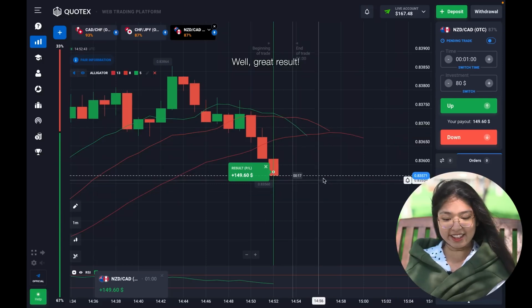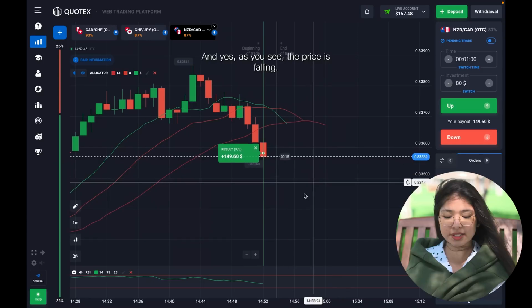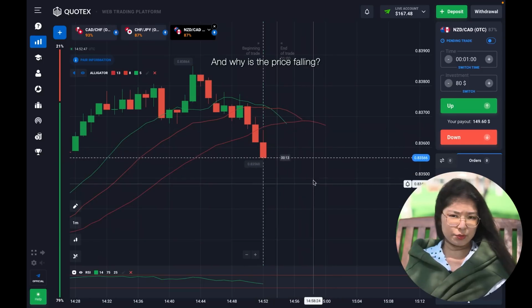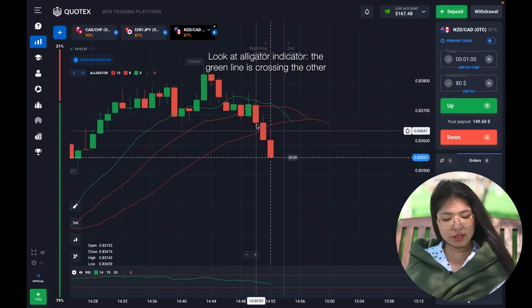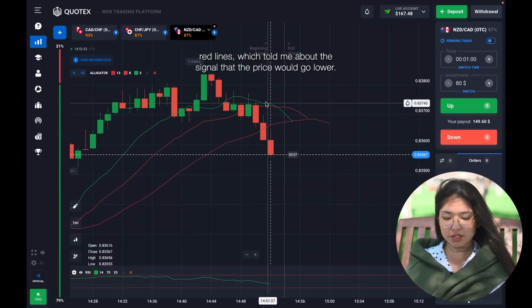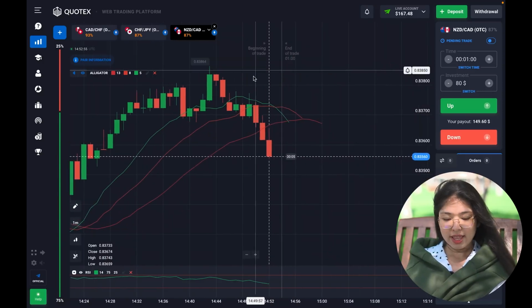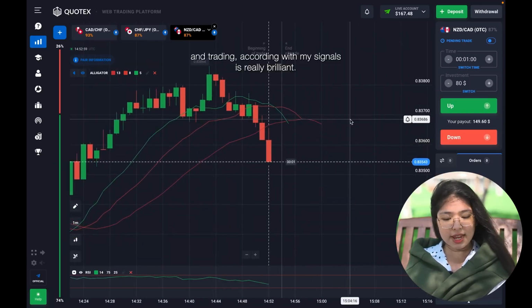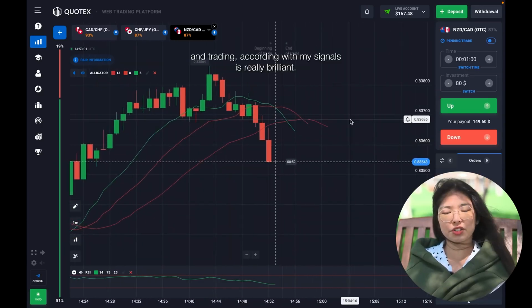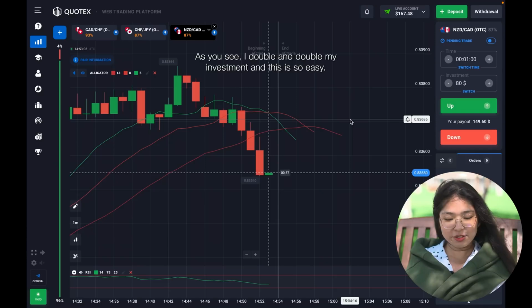Great result again, guys. And yes, as you see, the price is falling. And why is the price falling? Look at the alligator indicator. The green line is crossing the other red lines, which told me about the signal that the price would go lower. And this intersection gave me an amazing signal. Trading according to my signals is really brilliant. As you see, I doubled my investment, and this is so easy.